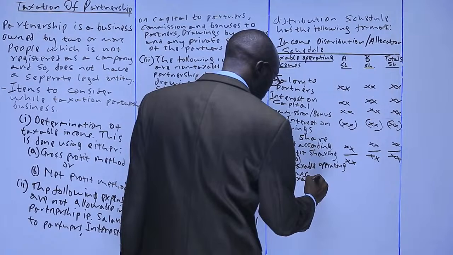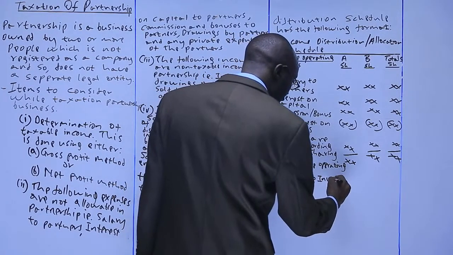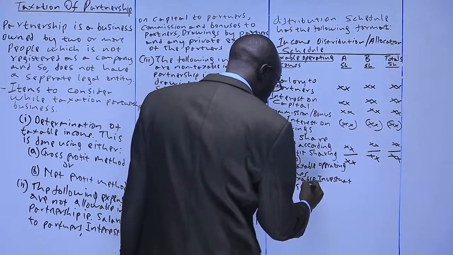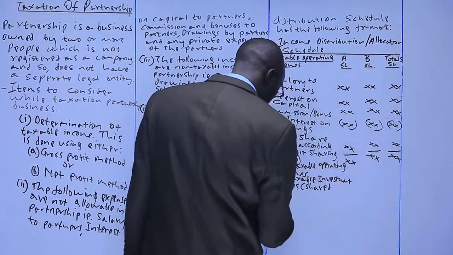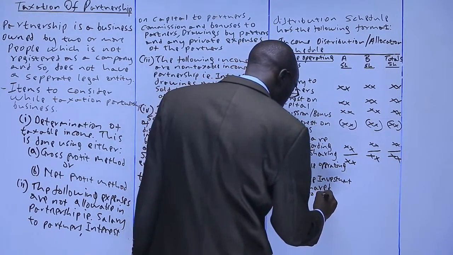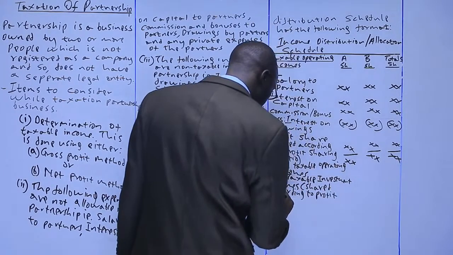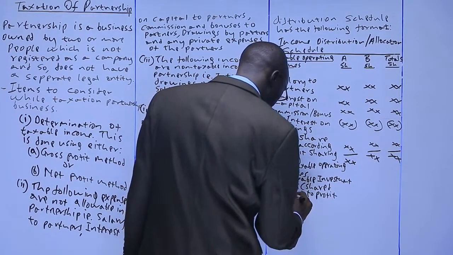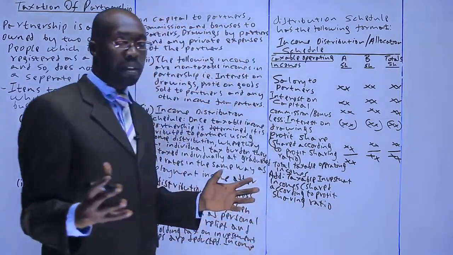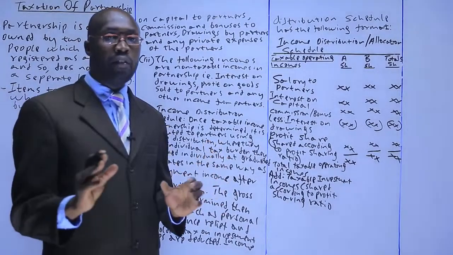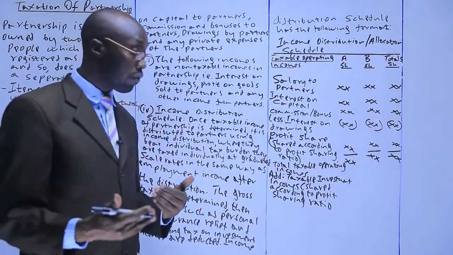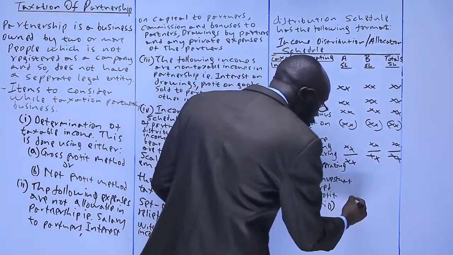Taxable investment incomes are shared according to the profit sharing ratio. So if you have something like rent, non-qualifying dividend, non-qualifying interest, royalty, all those, remember, withholding tax is not final. You'll come and share here according to the profit sharing ratio.